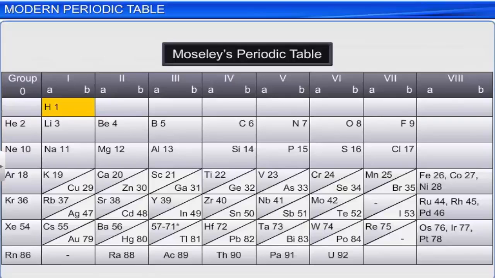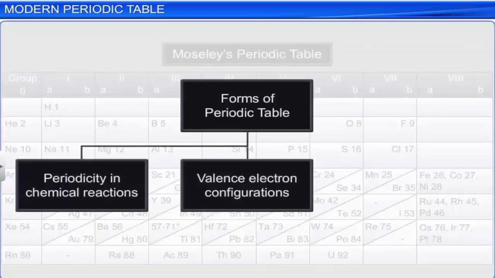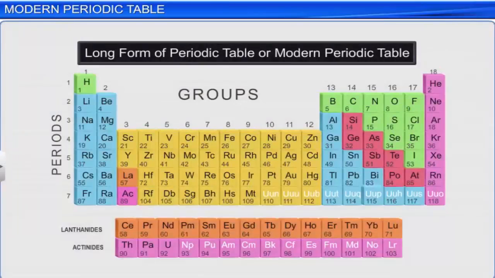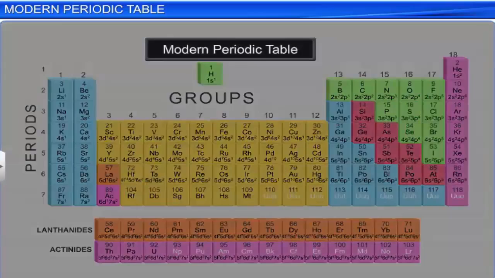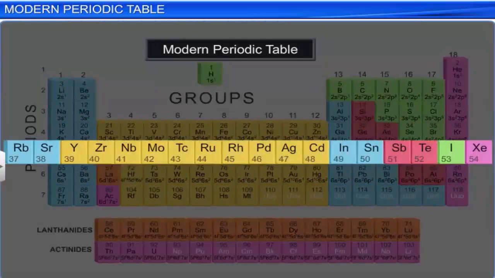After Moseley modified the periodic law, several scientists drafted various forms of periodic tables that focused on factors such as chemical reactions, valence, and electronic configurations of elements. Of all these periodic tables, the long form of the periodic table, which is synonymous to the modern periodic table today, is the most convenient and widely used table. It arranges the elements in horizontal rows and vertical columns based on atomic numbers, while keeping electronic configuration as the basis for periodicity in the properties of elements.